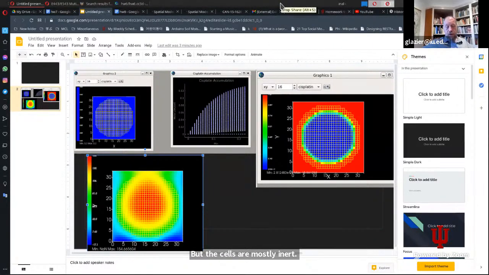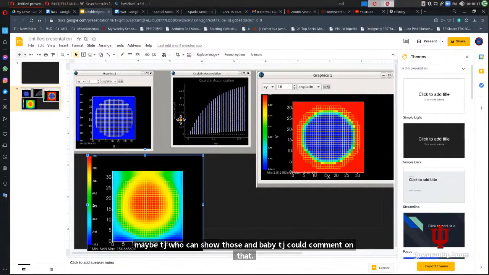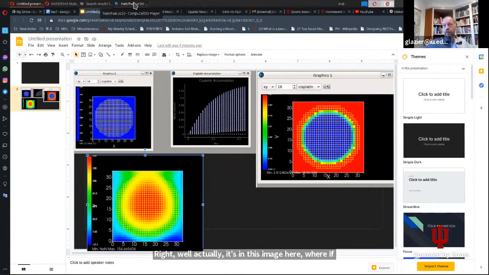Okay, and you were having some issues with the graphics. Maybe TJ, you could show those, and maybe TJ could comment on that. You want me to show the issues I was having with the graphics? Right. Well, actually, it's in this image here. I'm on the Linux version. I think that's the only version that it happens on.